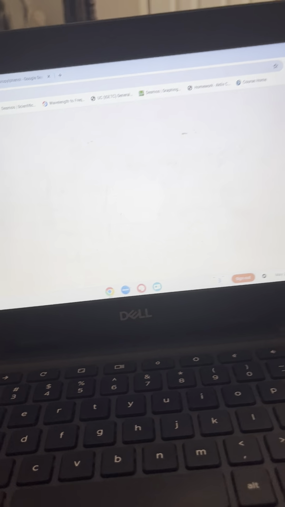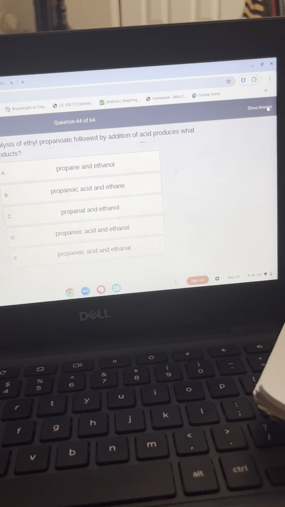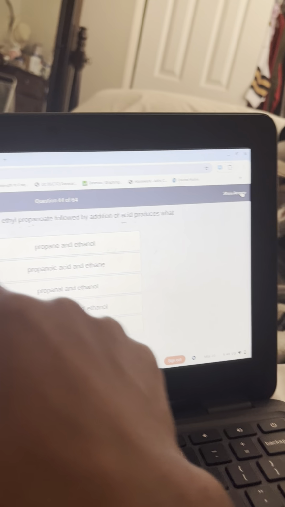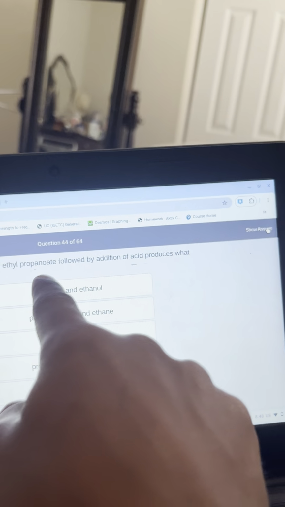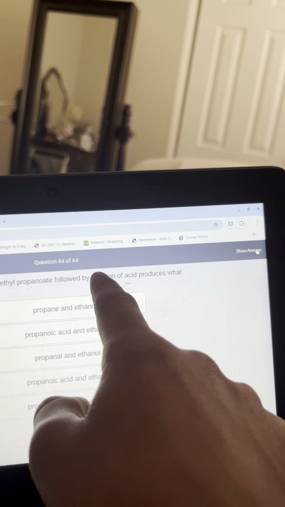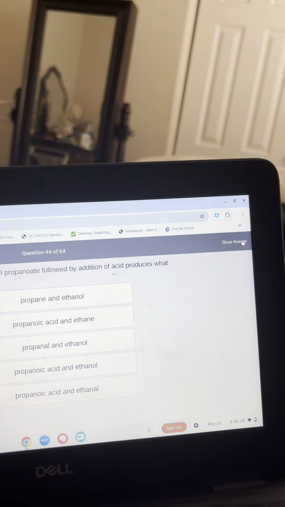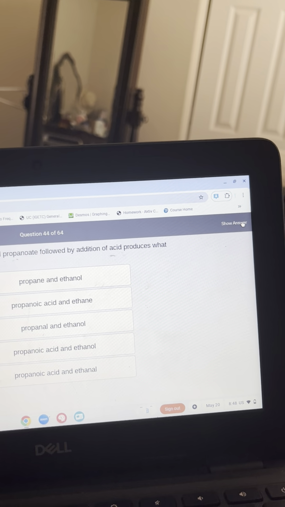Yes, okay. I'm gonna keep going. The base hydrolysis, this was an acid hydrolysis. Now we're at the base hydrolysis of an ethyl propanoate, so we're still working with an ester, followed by the addition of an acid, produces what 2 organic products?